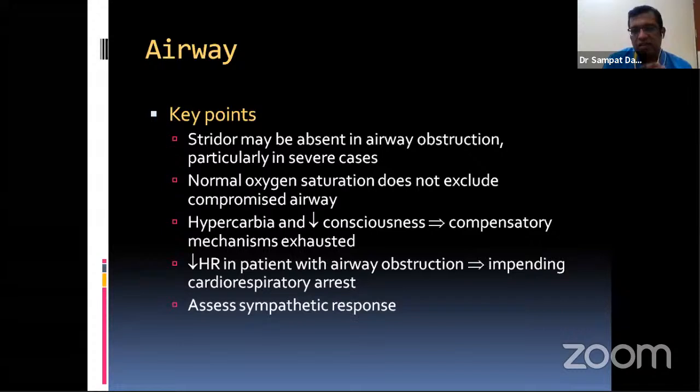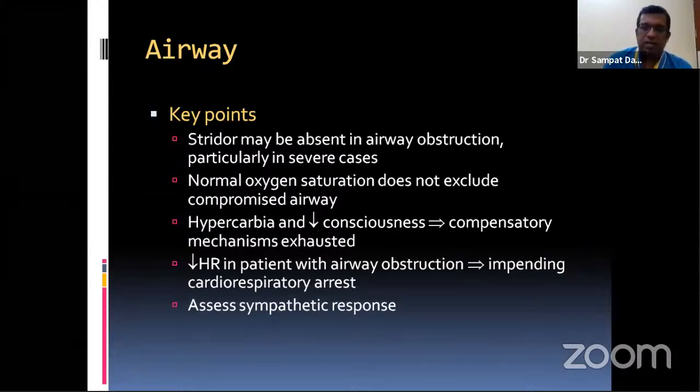So don't think that stridor is something which is required. Normal saturation doesn't mean that, since saturation is normal, the patient doesn't require any ventilation or intubation. That is not to be done, because suppose the patient is going drowsy, the patient is breathing at maybe around 50 or 60 per minute. That has to be taken care of. So do not think that saturation is what tells you that a patient is able to ventilate.